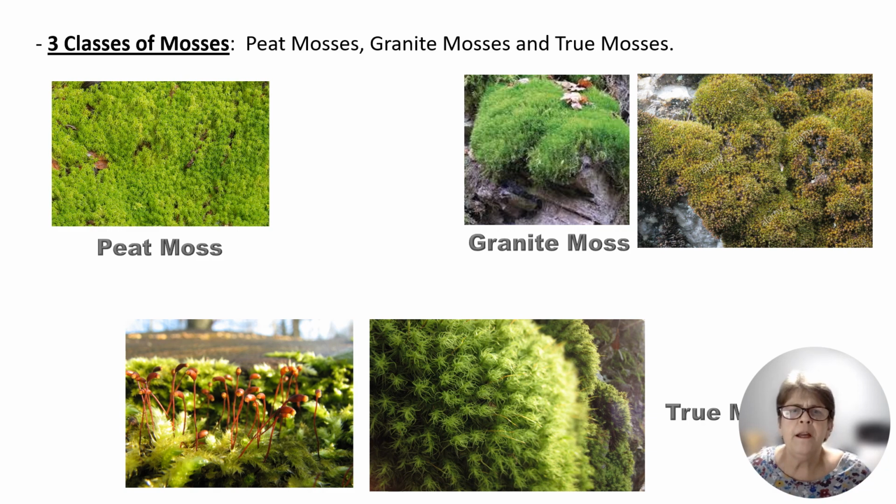So there's three classes of mosses. There's peat moss, there's granite moss, and then there's true mosses. And you might recognize something like this. So you'll see the moss and just see the little green gametophytes, and then maybe a few weeks later you'll see the sporophytes there.